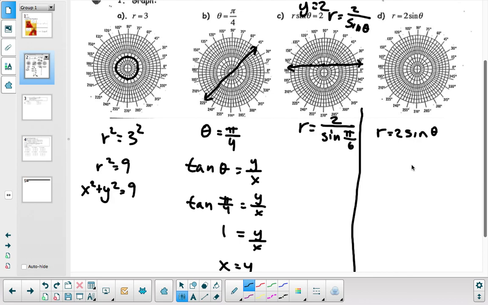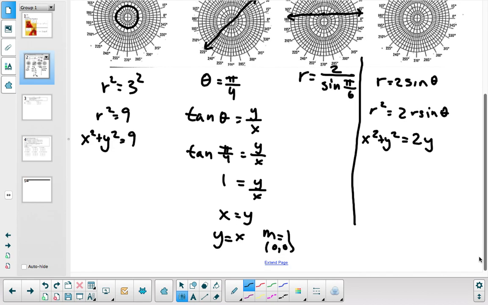And we're back. So we're going to multiply both sides by r. R squared is 2r sine theta. Remember, that is just a little trick we're going to use because now we have a way to change this into y. We have a way to change this into terms of x and y.